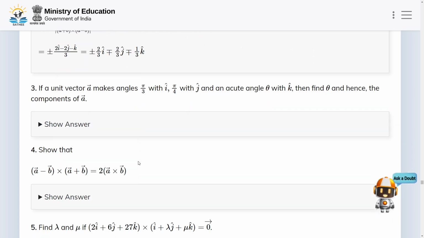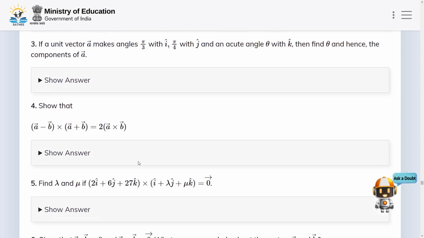Let us move next. Now, the third problem. If a unit vector A makes angles pi by 3 with i hat, pi by 4 with j hat, and an acute angle theta with k hat, then find theta and hence the components of A vector.